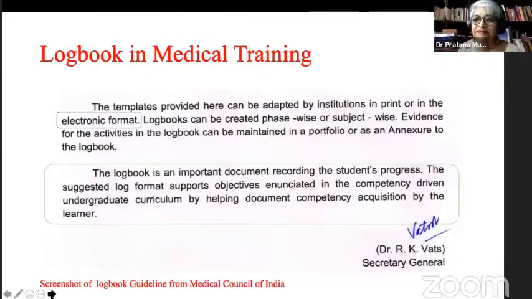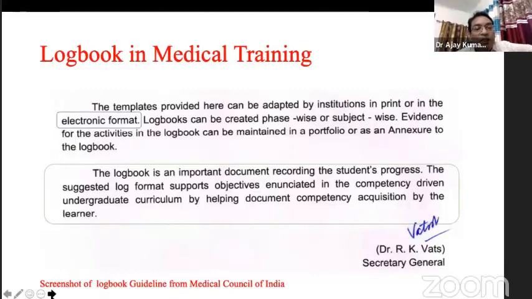Now, the Medical Council of India has provided a scope of using an electronic form of logbook. The concept of e-logbook is not very new to medical science. Many other specialties are already using it, although we, as psychiatrists, have limited experience.